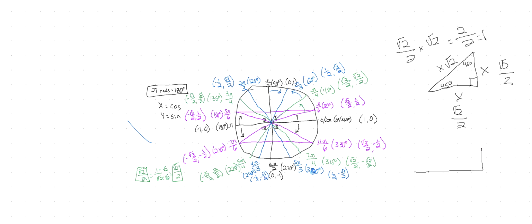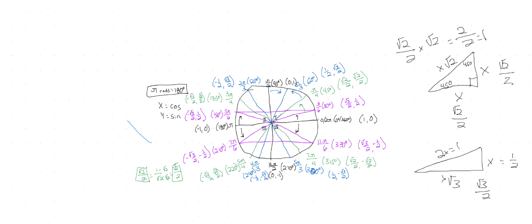And then our 30, 60, 90, we know is x, 2x, x times the square root of 3. And so if we think about x being 1/2, 2x would be 1, and x times the square root of 3 is the square root of 3 over 2. And this is the points that we see at our 30 and 60 degrees.